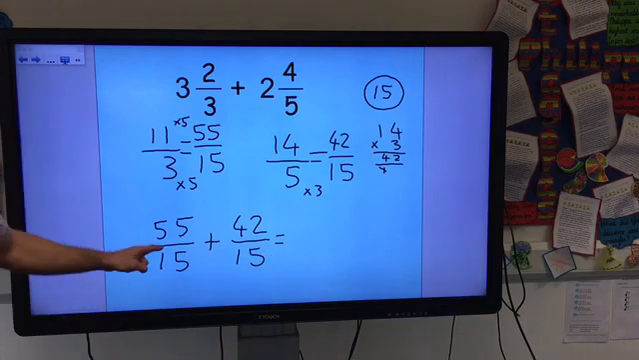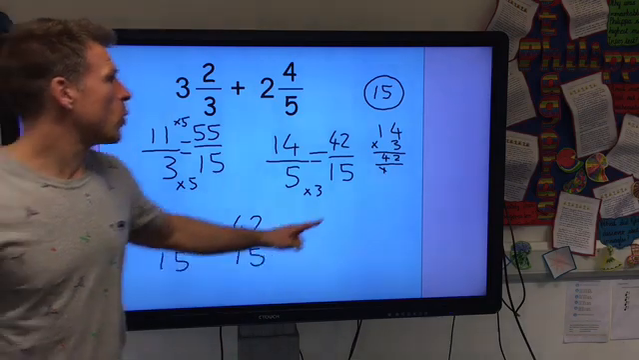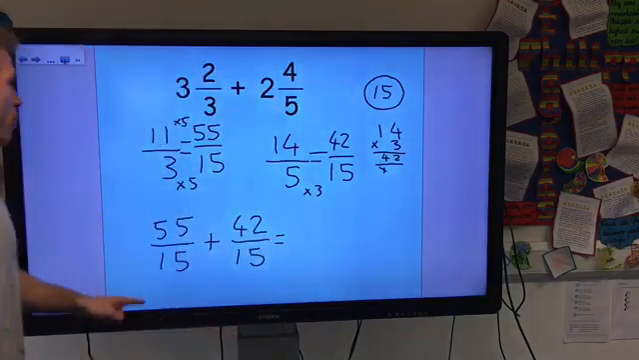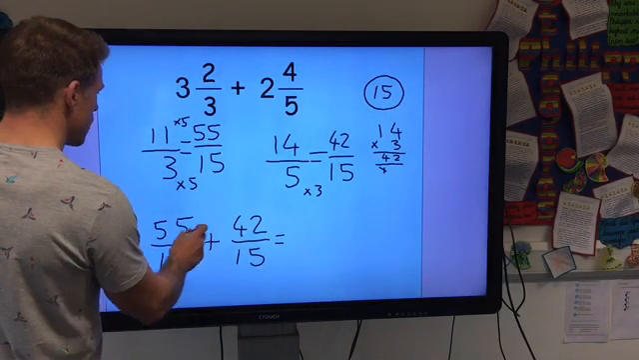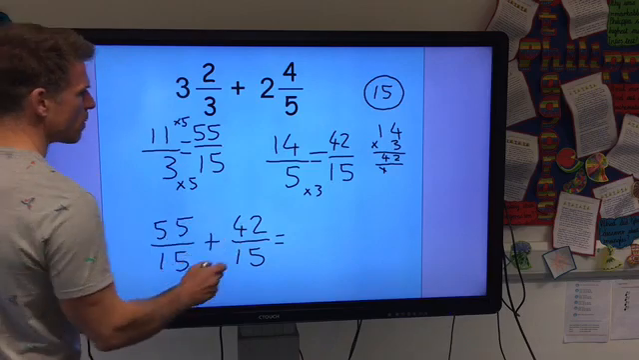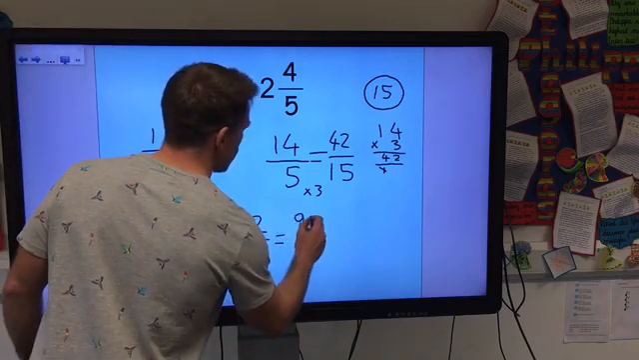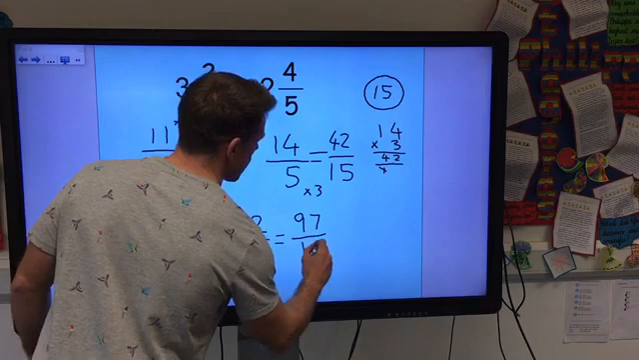Again, if we're not too sure how to add 55 and 42, I'll do a quick column addition on the side there. I'm pretty confident that I can do this in my head because I know 50 plus 40 is 90 and 5 plus 2 is 7, so that's going to be 97 over 15.